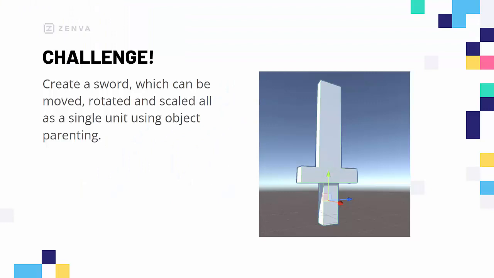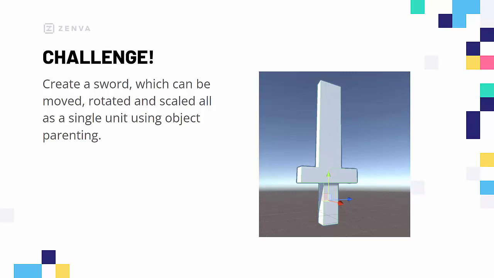Okay, so as a bit of a challenge, what I want you to do is create a sword which we can move, rotate, and scale with it all being a single unit, okay? So in this case, what we would do is we would probably have an empty game object, and as a child of that, we would have a number of different 3D models, which represent the sword, as you can see here in the image. And then by clicking on that parent, we should be able to move it around, rotate it, and it should basically act as an item that our player could use. So have a go at that challenge, and I'll be right back to see how you did.